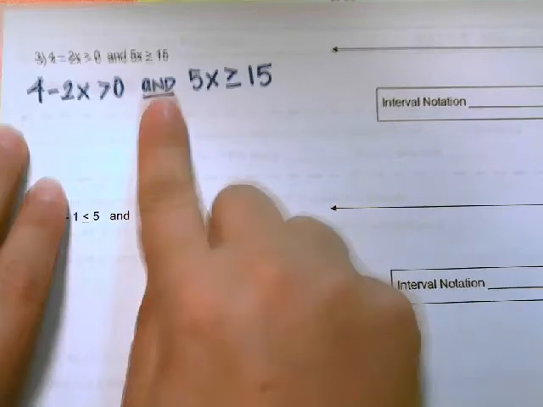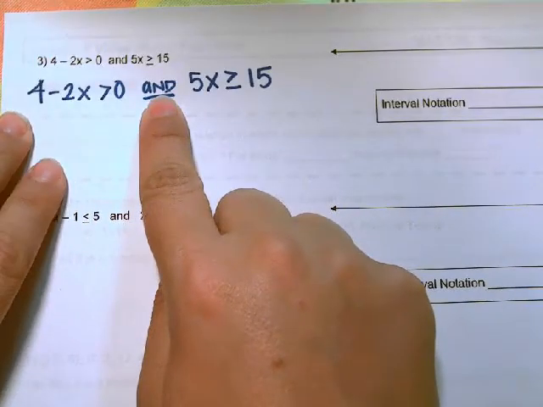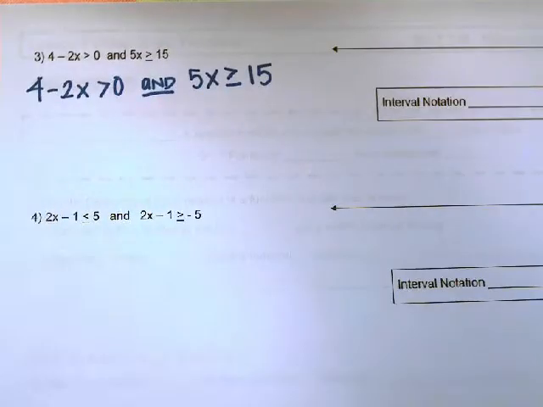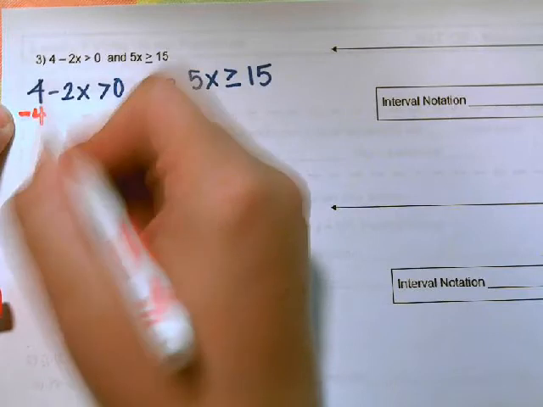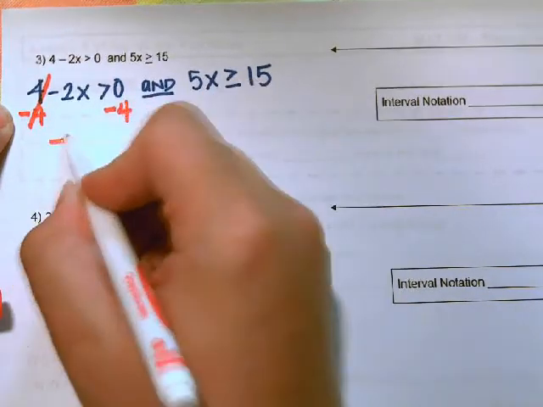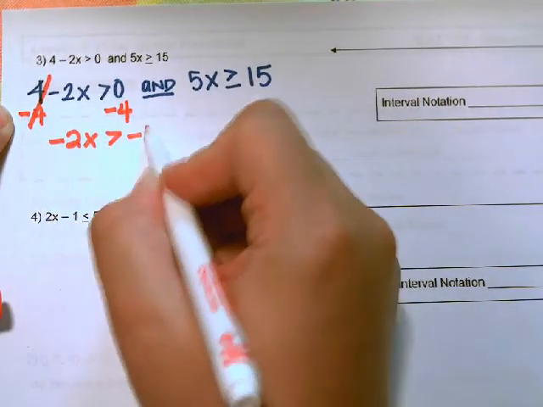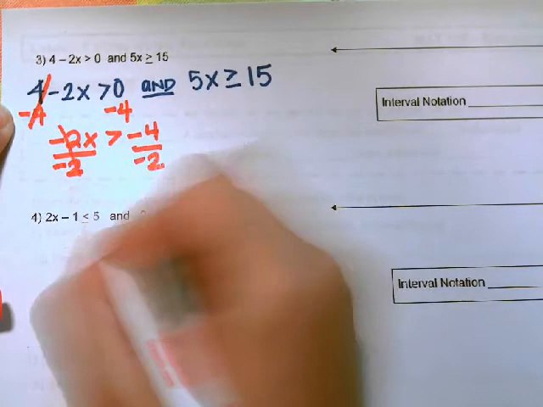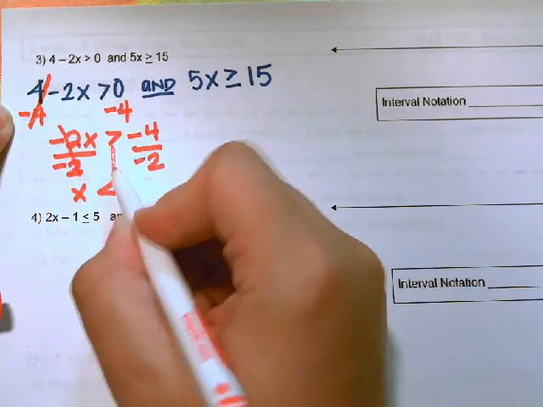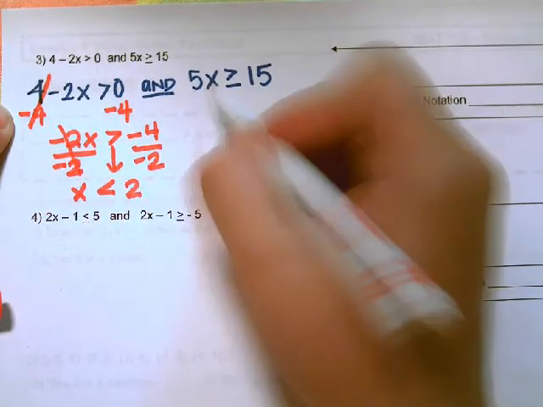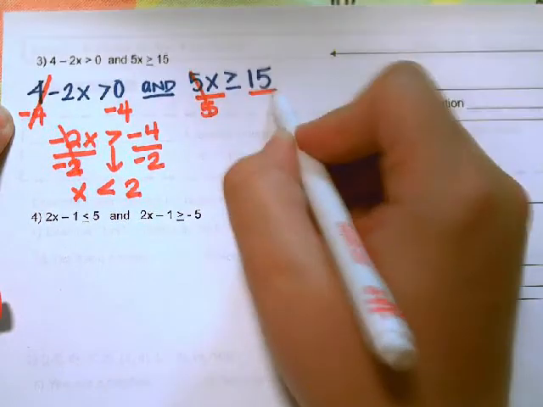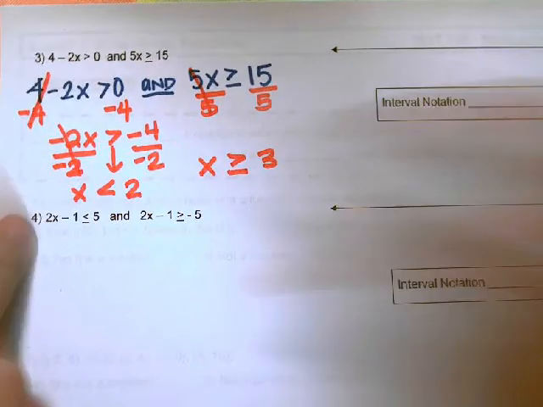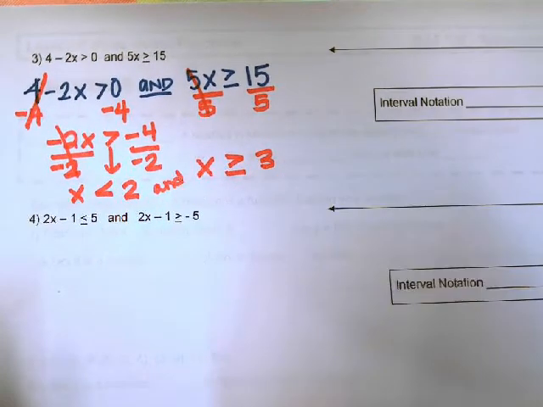To continue to solve compound inequalities, go ahead and get the x isolated in both of these inequalities. Over here, we're going to subtract 4 from both sides, and then divide by -2. And when we divide by a negative, we flip the symbol to go the other way. Divide by 5 here. We do not need to flip the symbol because we did not divide by a negative.